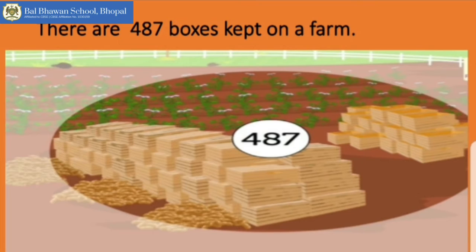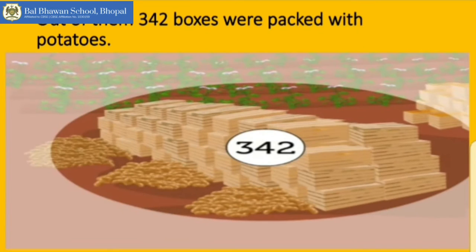There are 487 boxes kept on a farm. So you can see in the picture, farm, everybody knows what is a farm. Okay, so there are 487 boxes which are kept in the farm. You can see in the picture. Next, out of them 342 boxes were packed with potatoes. Okay, so out of 487 boxes, 342 boxes were packed with potatoes.